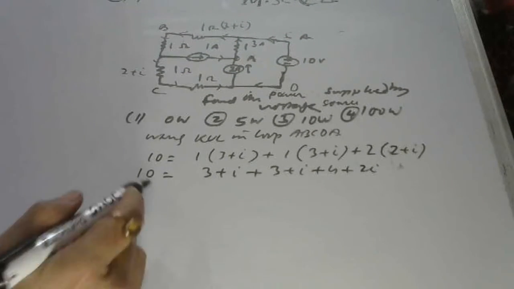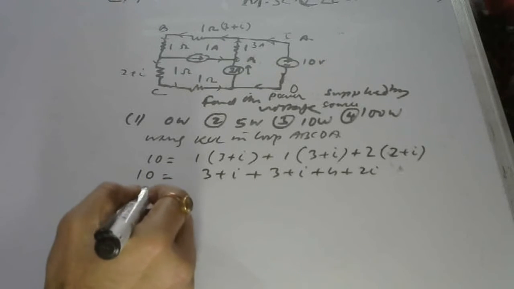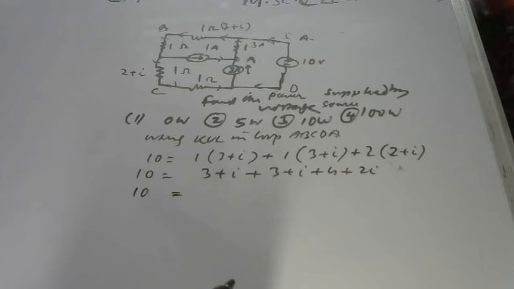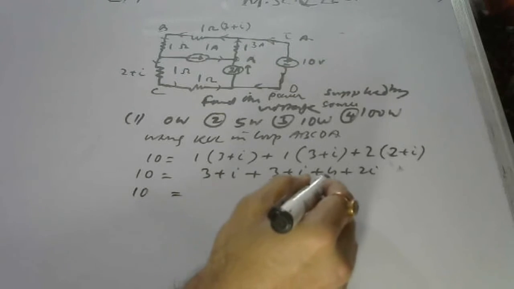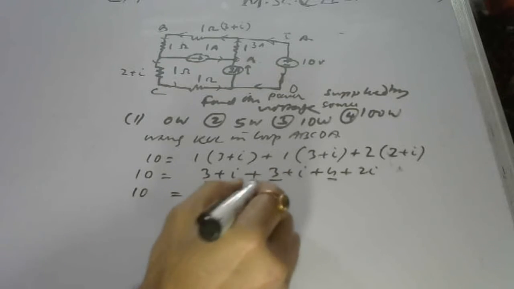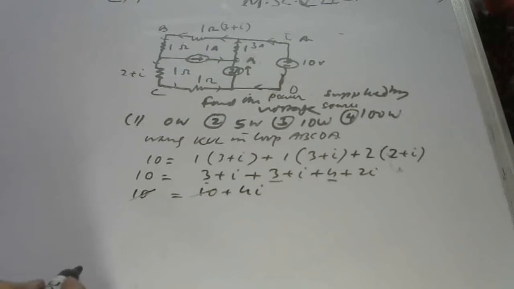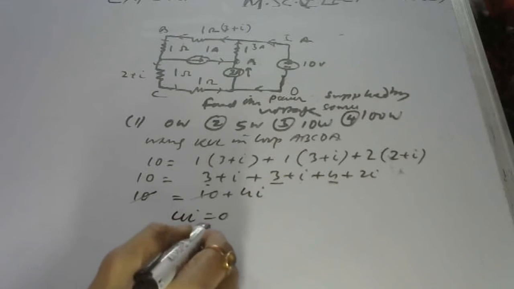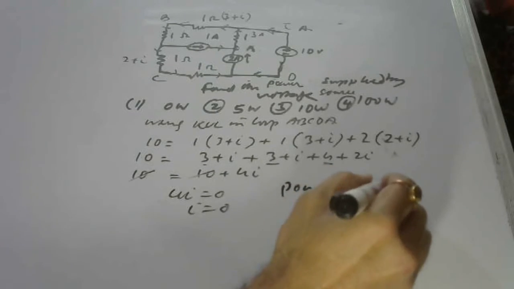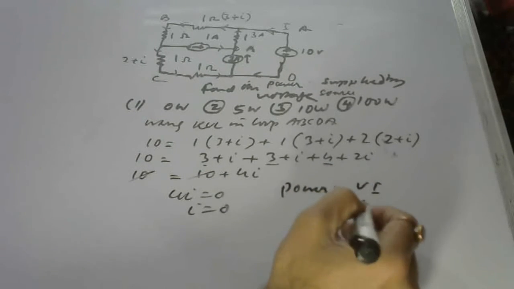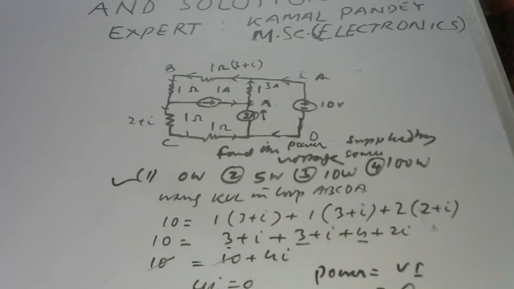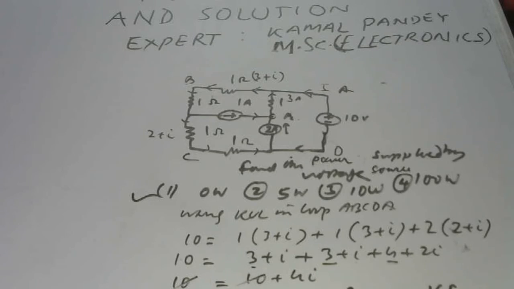The value of current: 10 equal to 10 plus 4I. Positive 10, positive 10 cancel. 4I equal to 0, so I equal to 0. So power supplied is equal to V into I. Since the value of I is 0, the power is 0. So option number 1 is the correct solution of the question.